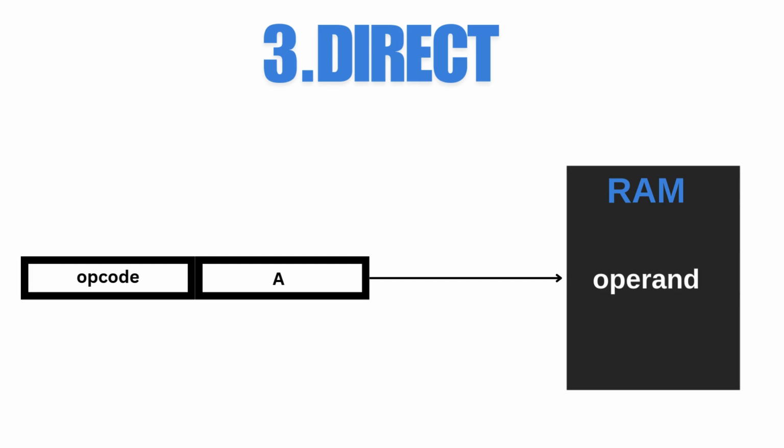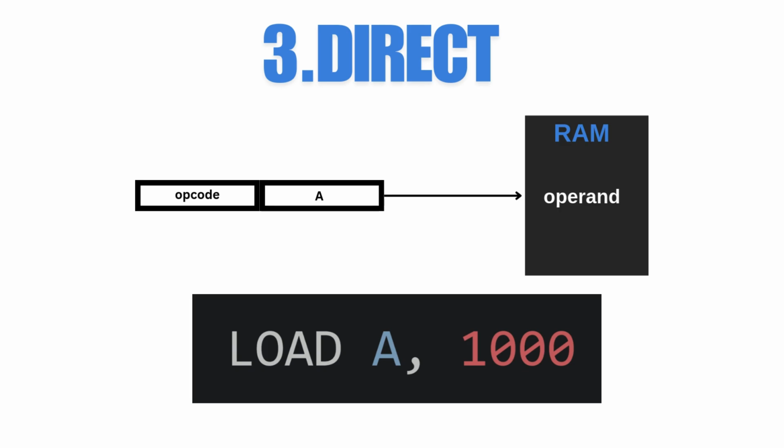Direct addressing mode is an addressing mode where the operand's memory address is specified directly within the instruction. In this mode, the instruction includes the actual memory address where the operand is located, and the CPU directly accesses that address to retrieve or store the operand. Here, load is the opcode, A is the destination register, and 1000 is the direct address of the operand in memory. This instruction tells the CPU to load the value at memory address 1000 into register A.